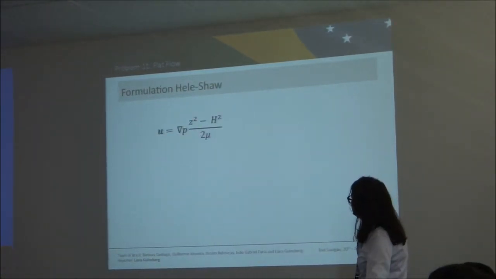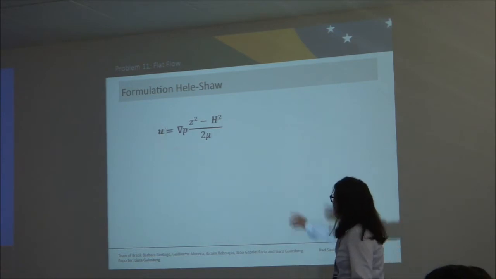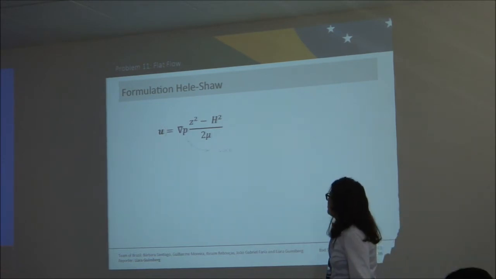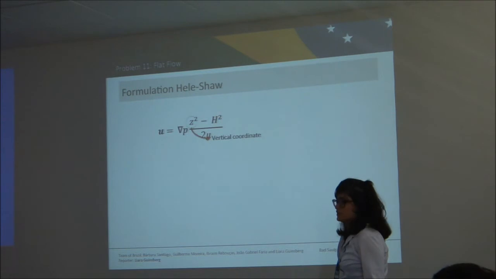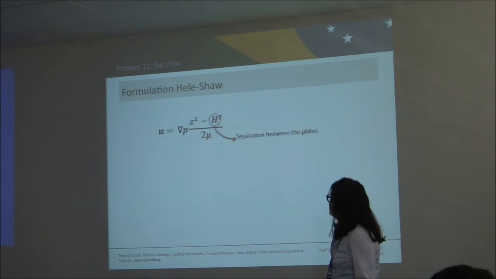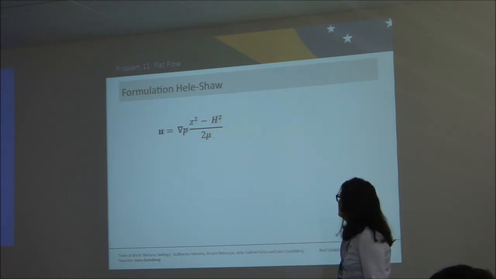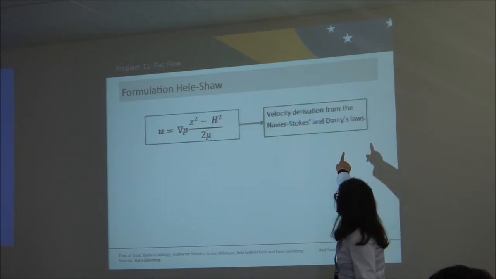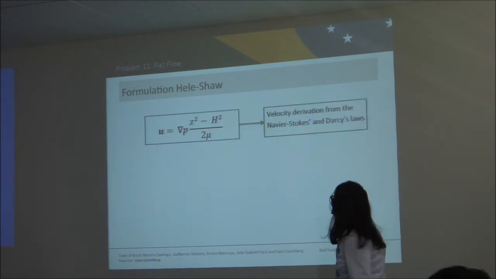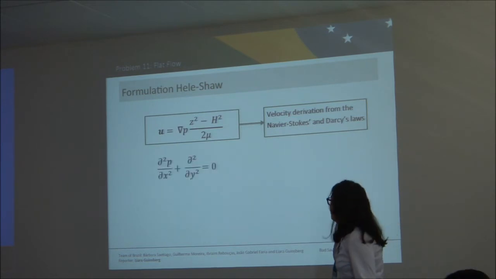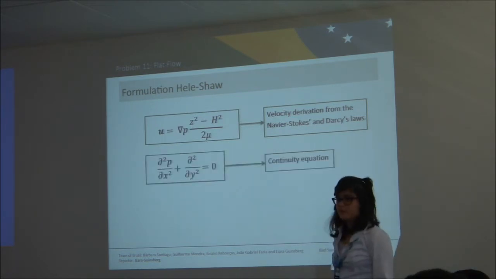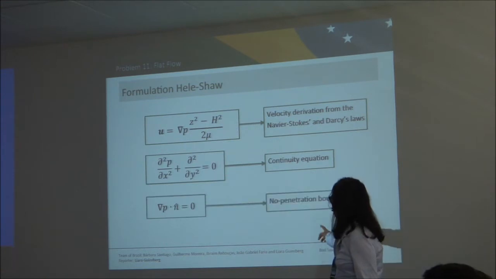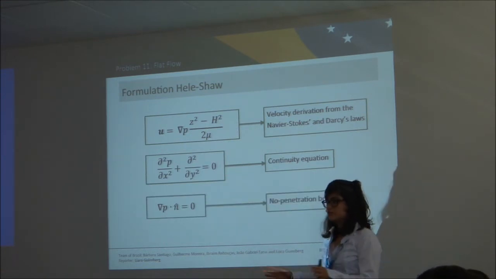From this you can also derive the formulation, where U is the velocity, P is the pressure, Z is the vertical coordinate, H is the separation between the plates, and μ is the viscosity. This is the velocity derivation from the Navier-Stokes law and Darcy's law as well. Here we have the continuity equation, and here we have the no-penetration boundary at the interface with the air.